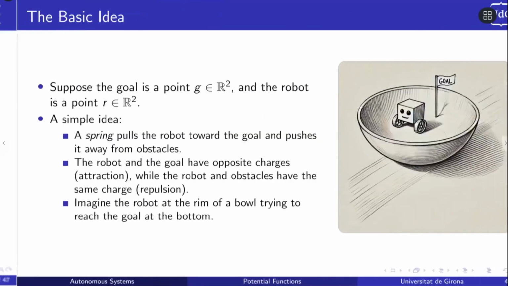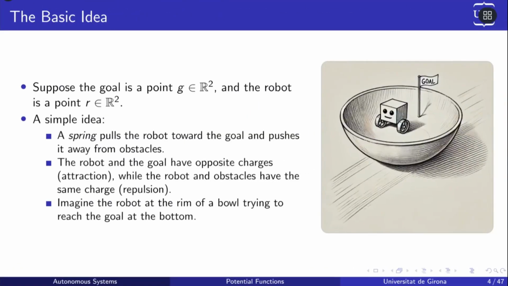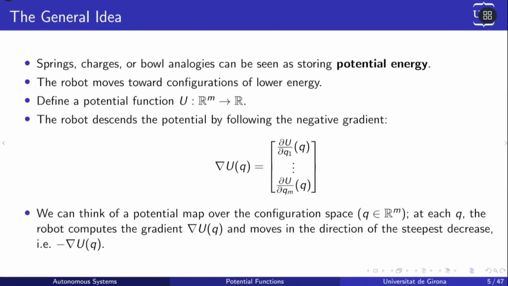The final analogy that I can imagine about potential functions is to imagine that this 2D world that we are always assuming is not completely flat, but it's a kind of bubble, and the goal is exactly at the center of this bubble, in the lower part, while the robot, at its initial position, is at the rim of the bubble. Then, just because of gravity, the robot will always try to move down until reaching this minimum point. Okay, these are just analogies to understand what we are trying to do today.